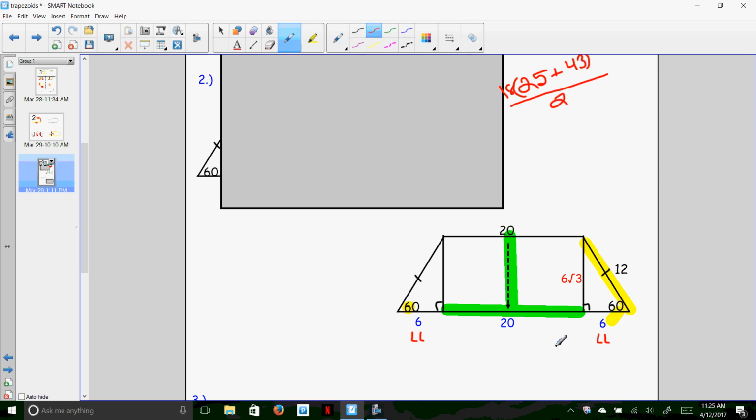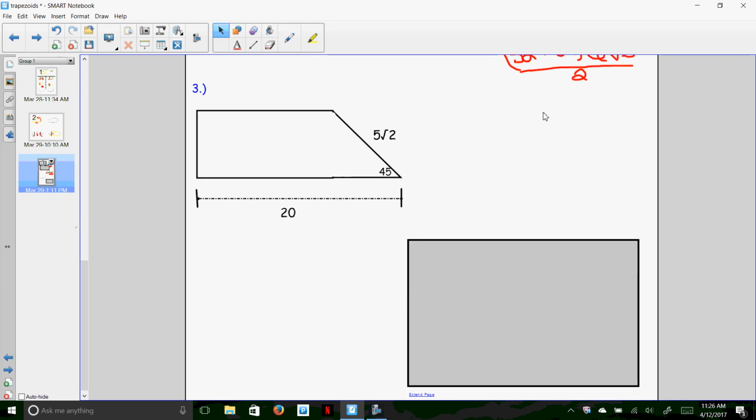All right, so I have to be careful here. That bottom base is not 20. I have to add the 2 6s. So the bottom base is 32. Add it to the top base of 20. Times it by the height, and then cut it in half. So be careful on problems like that. All right, try this one. Pause it, and then come back.